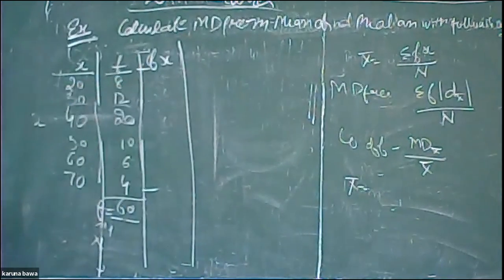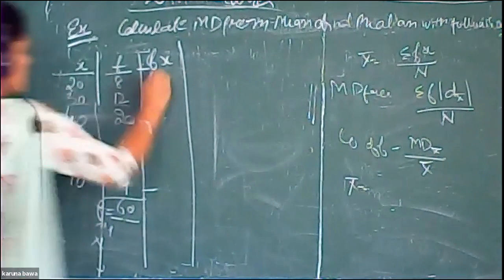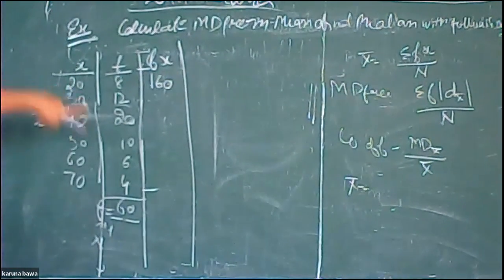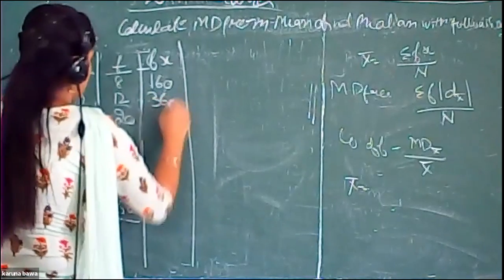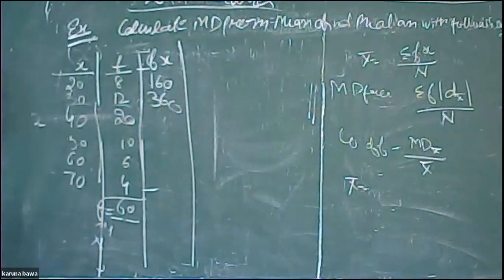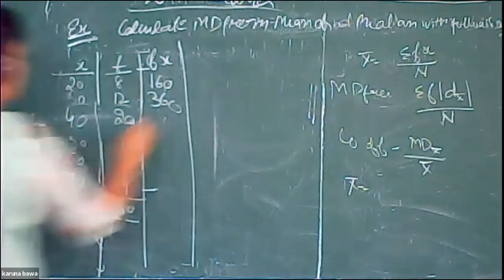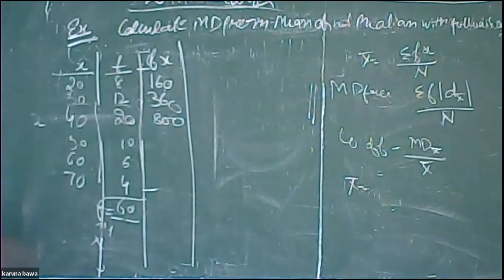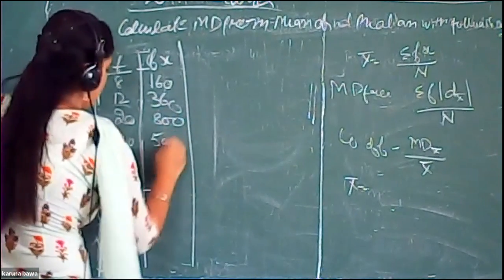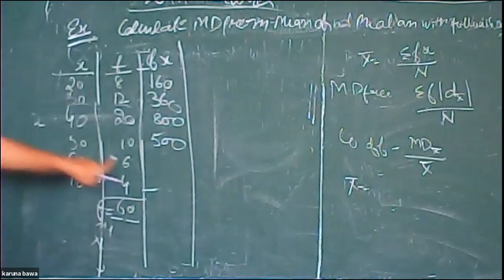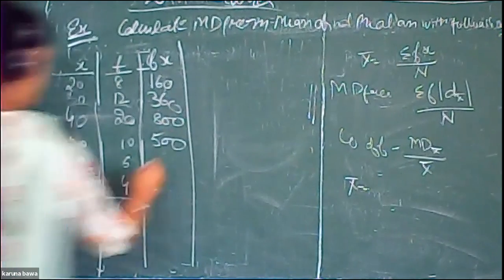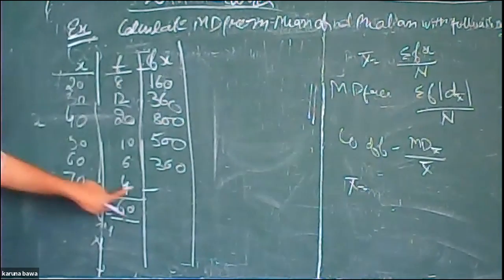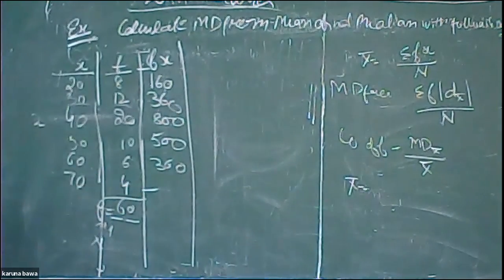20 multiply 8, that is 160. 30 multiply 12, that is 360. 40 multiply 20, 800. 50 multiply 10, 500. 60 multiply 6, 360. 70 multiply 4, that is 280.